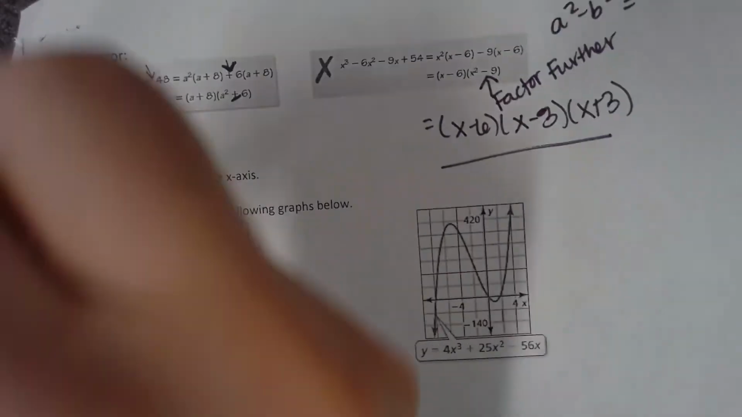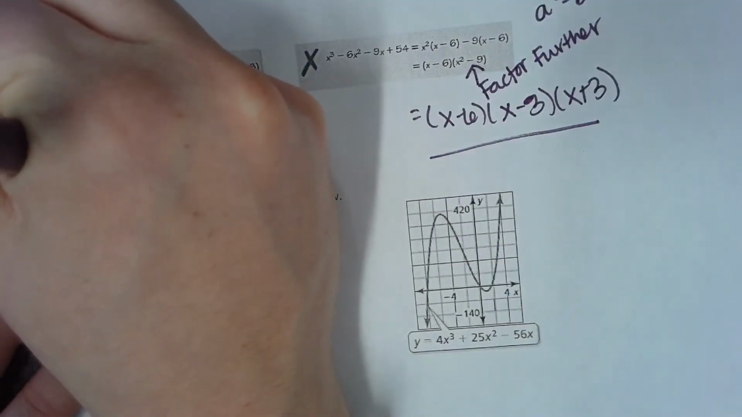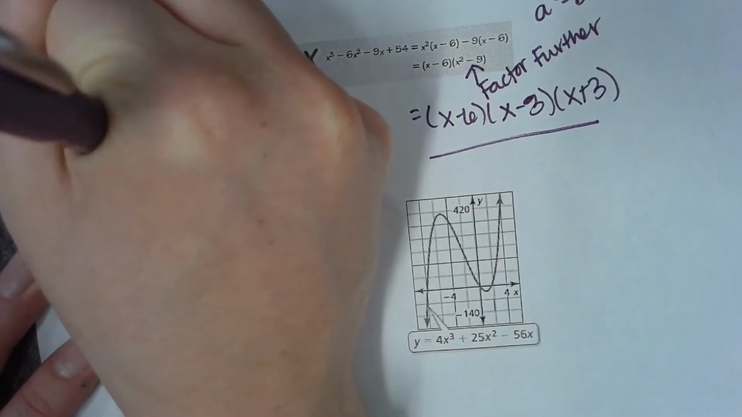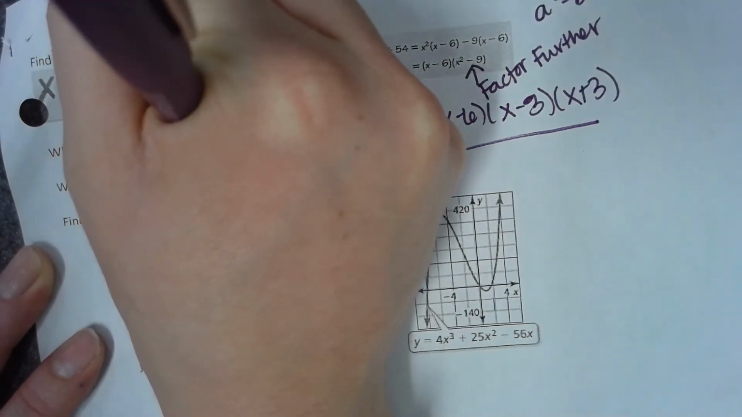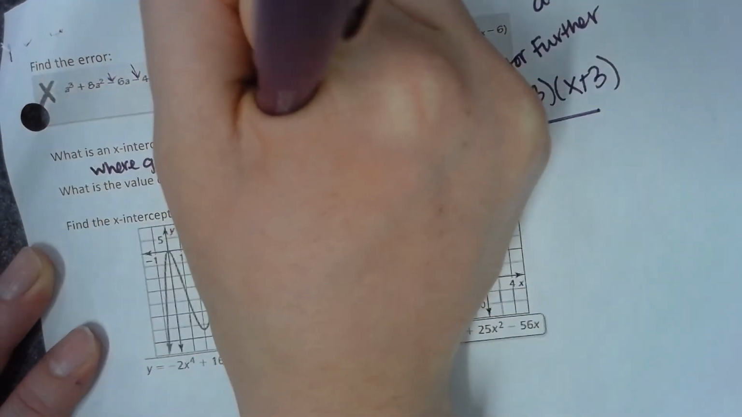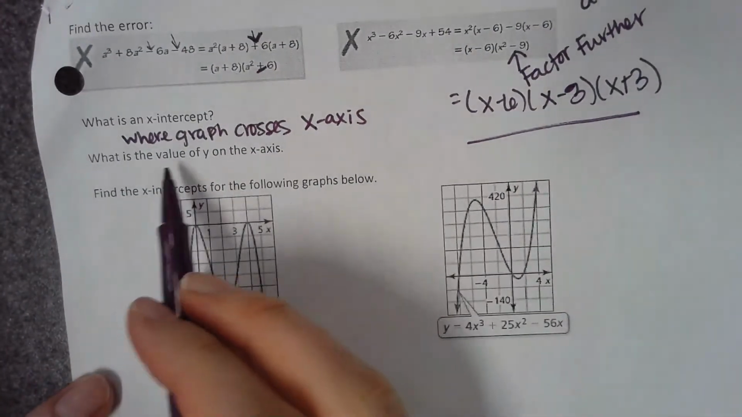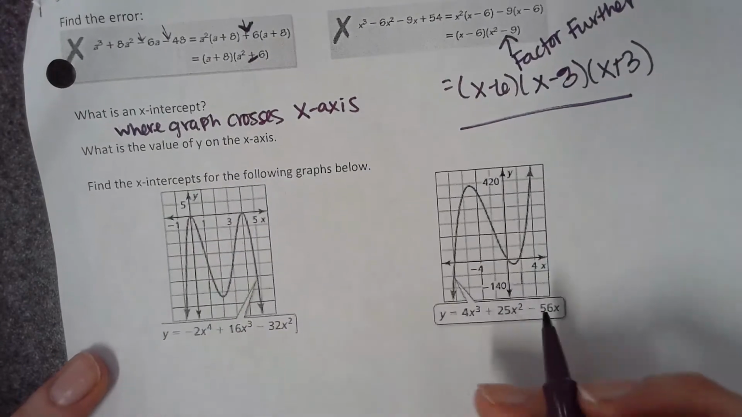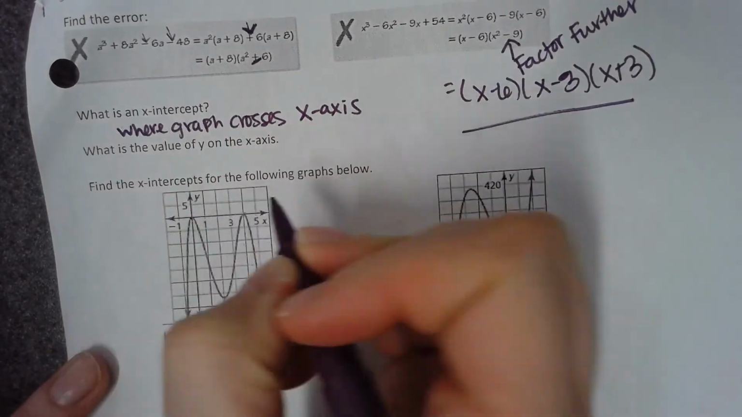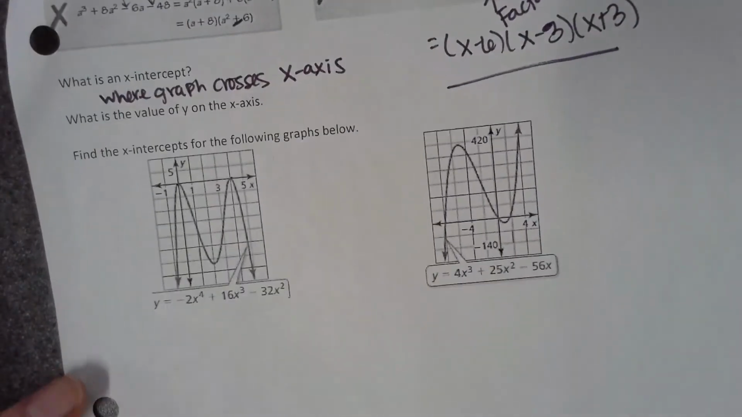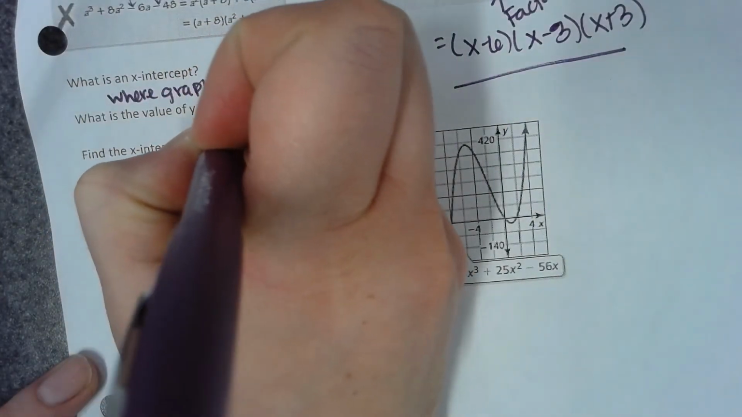What is an x-intercept? An x-intercept is where the graph crosses the x-axis. What is the value of y on the x-axis? So at these points right here, what is y going to be? Y will equal 0.